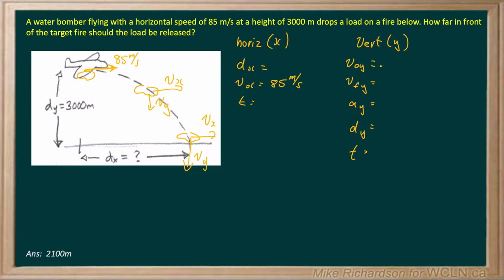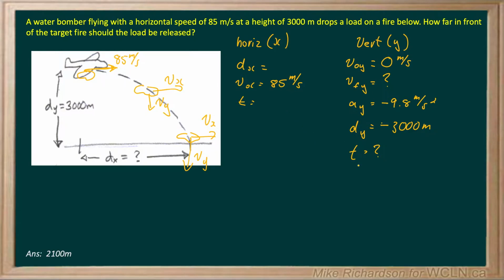So my initial velocity in the y is 0. That's why we call this a type 1 projectile. It's coming off flat. Don't know the final. My acceleration, as usual, is negative 9.8 meters per second squared. Remember, these are all vectors, so the negative simply means downwards. And my displacement is negative 3,000. Now it's negative because the water is falling below where it started. That's a negative displacement. And we want to figure out the time so I can take it across to my x side.